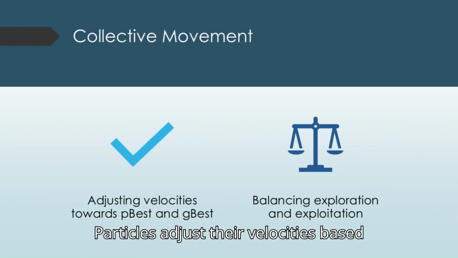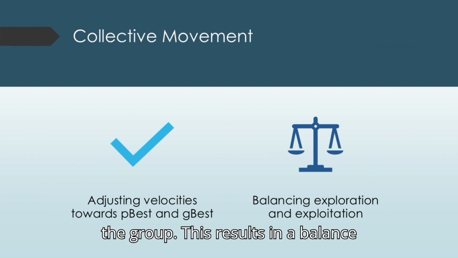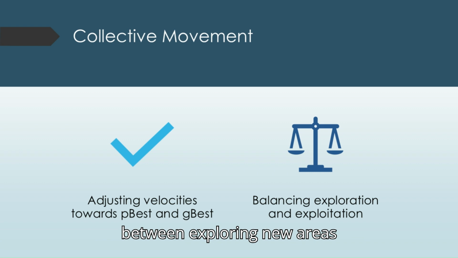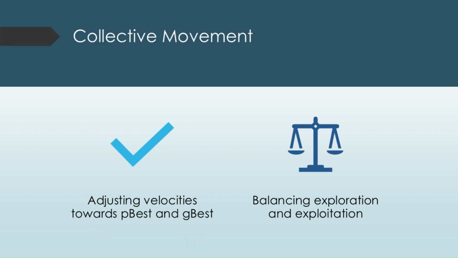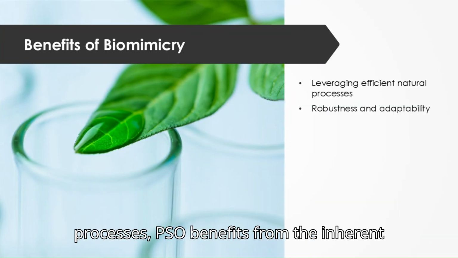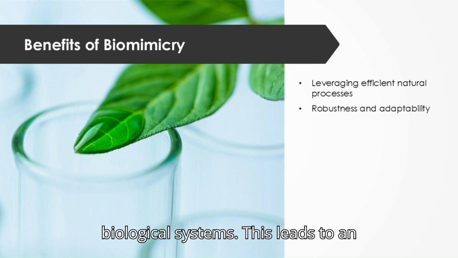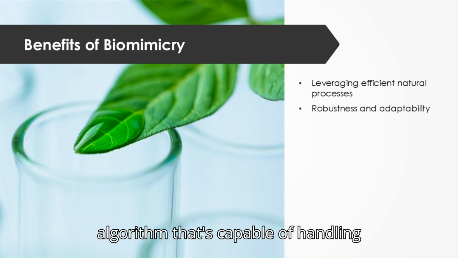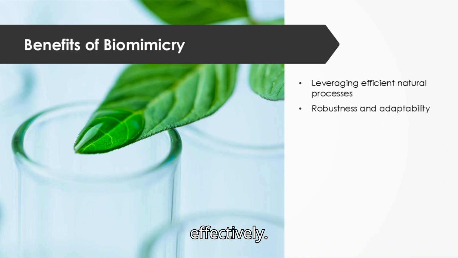Particles adjust their velocities based on their own success and the success of the group. This results in a balance between exploring new areas, diversification, and exploiting known good areas, intensification. By mimicking these efficient natural processes, PSO benefits from the inherent robustness and adaptability observed in biological systems. This leads to an algorithm that's capable of handling complex, dynamic optimization problems effectively.